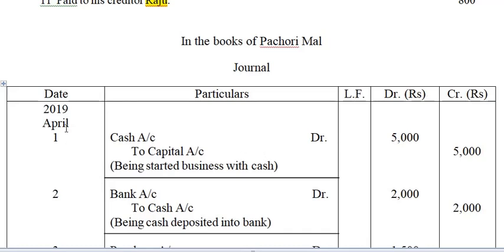Now first you will write the year if the year is mentioned in a question. After that you will write the name of a month. And after that you will simply write the dates that are mentioned in the question.